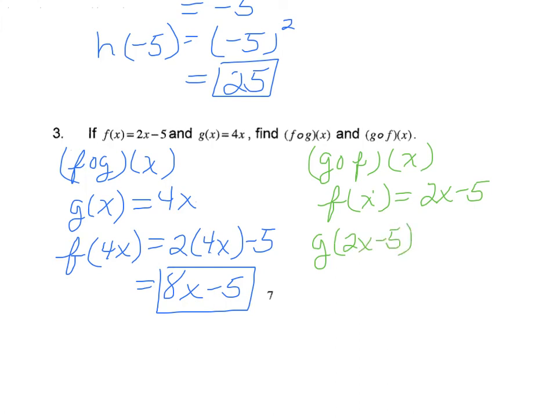So we're going to plug in 2x minus 5 to the x of g of x. So we have 4 times 2x minus 5. We're going to do distributive property and get 8x minus 20. So g of f of x is 8x minus 20. So we basically plugged f of x into g of x. So again, when you do a composition, you work right to left. And you need one answer to get your final answer.